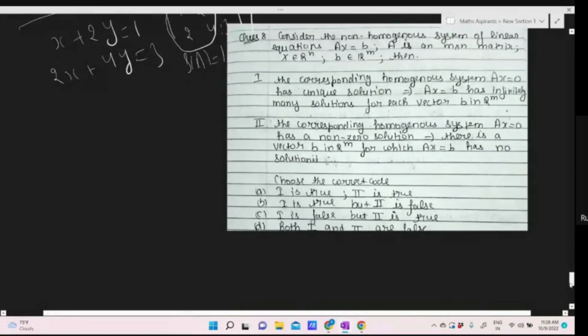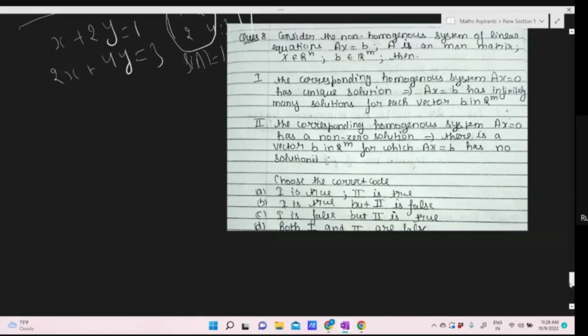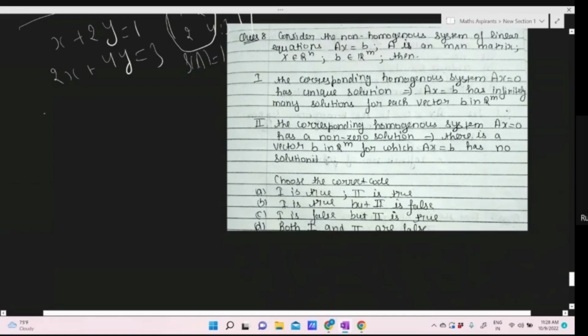Now, based on these results, we will discuss another question. Another question says: consider the non-homogeneous system of linear equations Ax is equal to B, where A is a matrix of order m cross n. The first condition says that the corresponding homogeneous system Ax is equal to 0 has a unique solution, which implies Ax is equal to B has an infinite solution for each value of B.